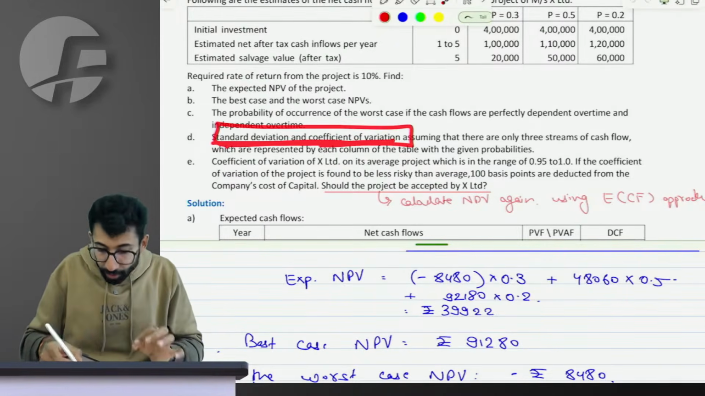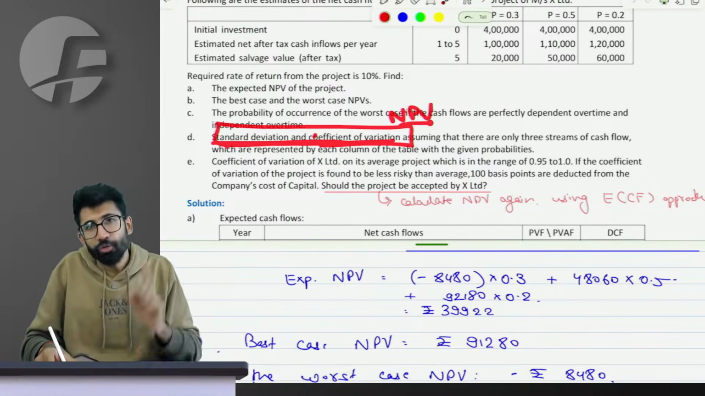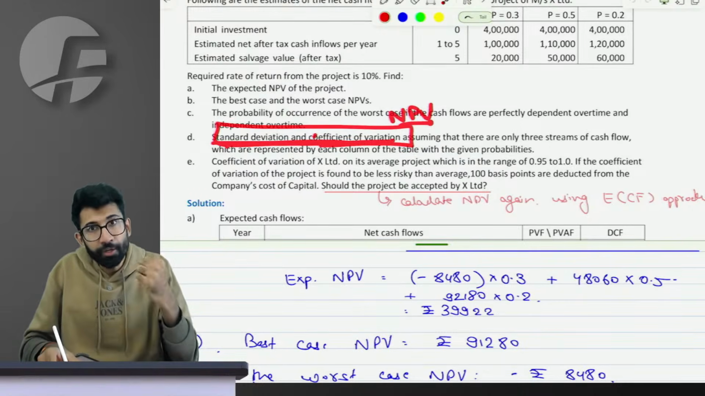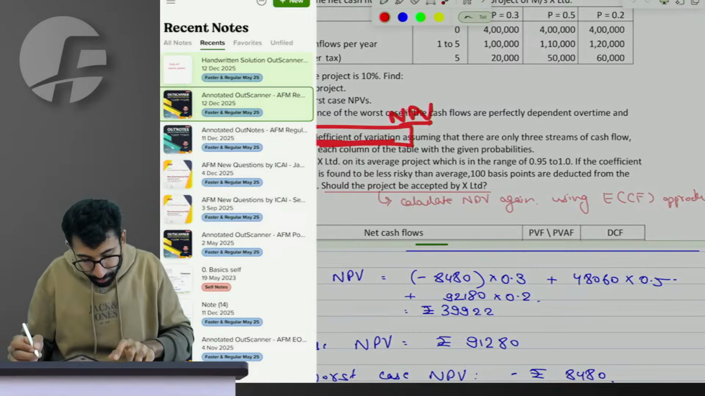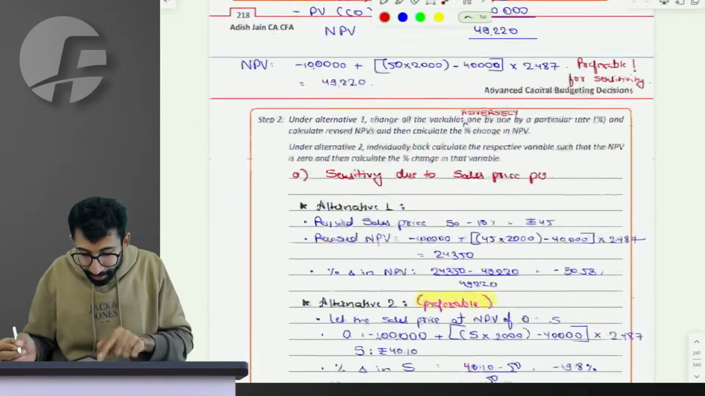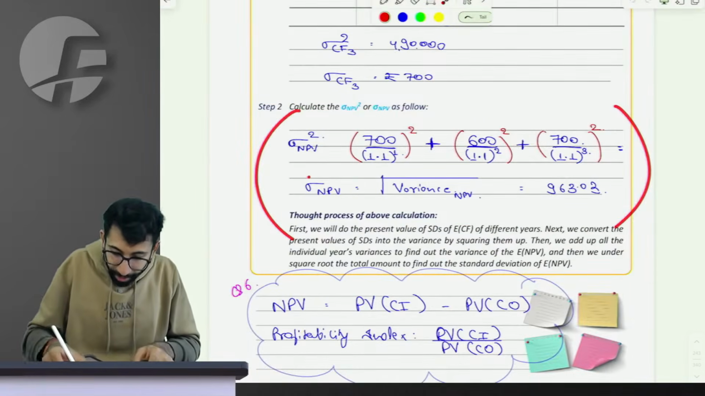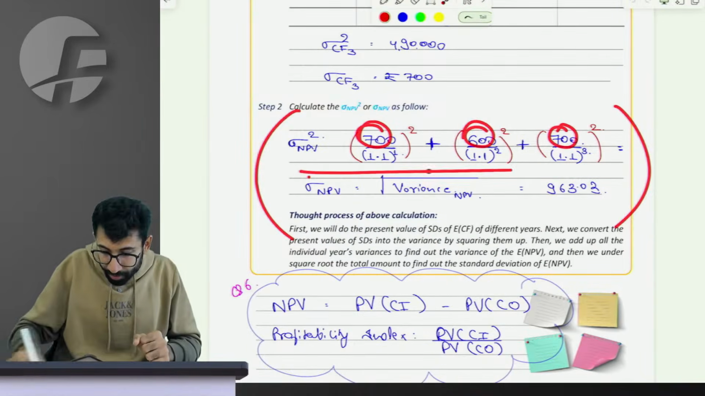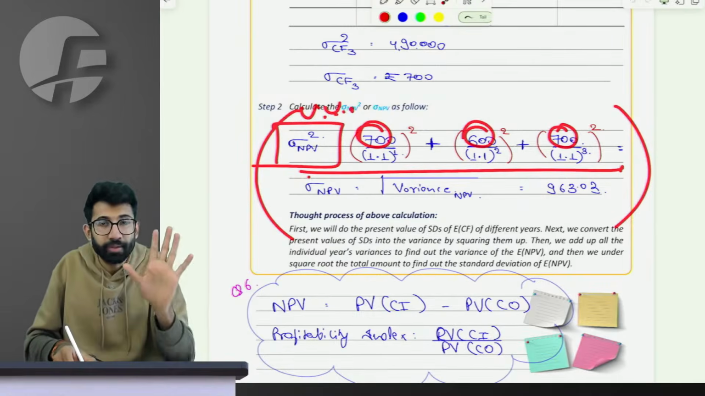Do you agree? Of what? Of obviously NPV. Do you agree now that the standard deviation of NPV can be calculated in 2 ways? Possibility 1, individual cash flows' standard deviation, which you have learnt here. Using this formula, where you have individual cash flows' standard deviation, you calculate NPV's standard deviation, right?